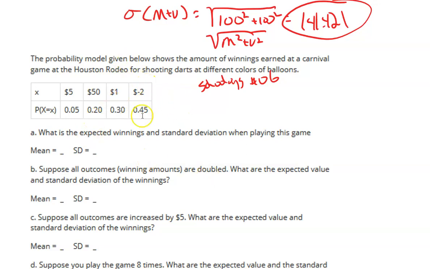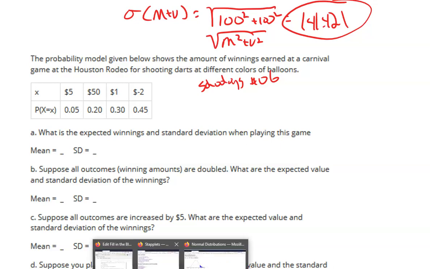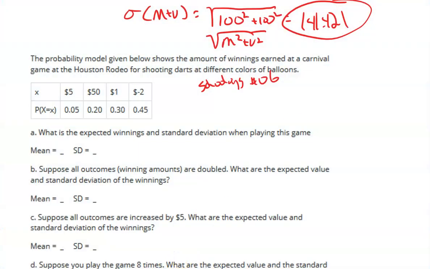That means there is a 45% chance you're going to lose $2. There's a 30% chance you're going to win $1. There's a 20% chance you're going to win $50, and there's a 5% chance you're going to win $5. So let's go ahead and put this in the Statlet first to get started. I'm going to bring up Statlet here.